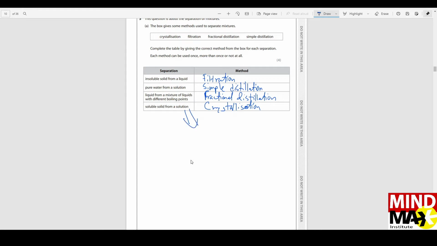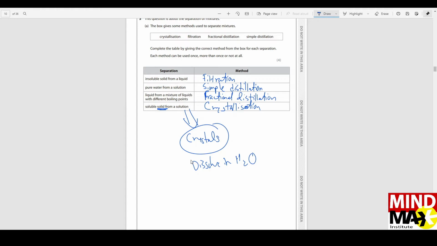So soluble solid from a solution. So what do we know crystals are? Crystals are formed whenever you have a soluble salt. So soluble salts are what? Soluble salts are basically salts which dissolve in water. They dissolve in water, right? So if they dissolve in water, they are soluble in water, but I need the soluble solid. I don't need the soluble solution. So if I want to get the soluble solid from the solution, what do I do?